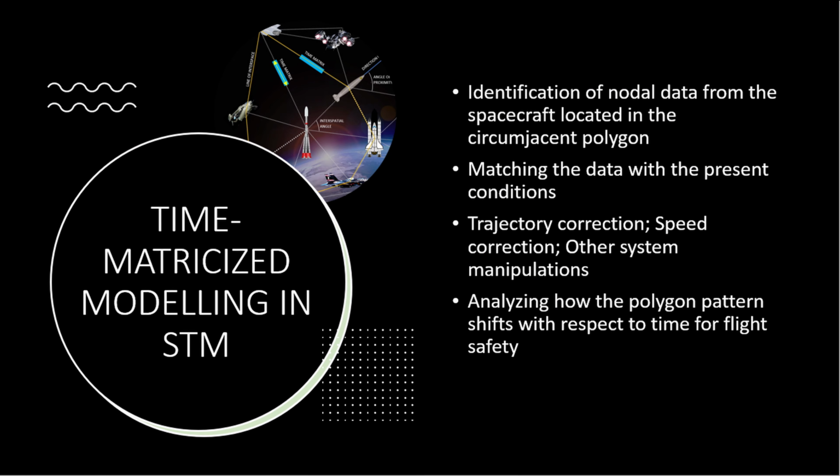Time-matricized modeling in STM. So here's the identification of nodal data from the spacecraft located in the circumjacent polygon, matching the data with the present conditions. Then there's trajectory correction, speed correction, and other system manipulations. And finally, analyzing how the polygon pattern shifts with respect to time for flight safety. Now we'll move to the summary of the whole research.